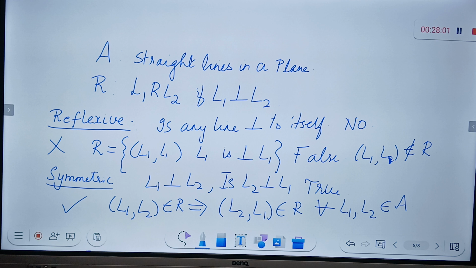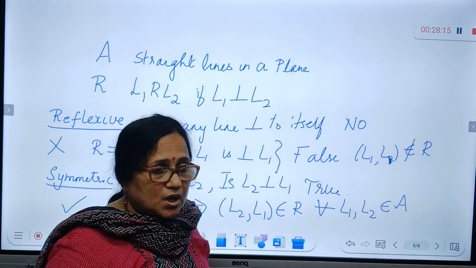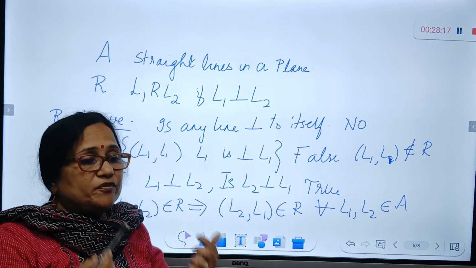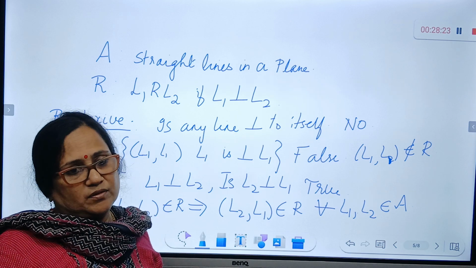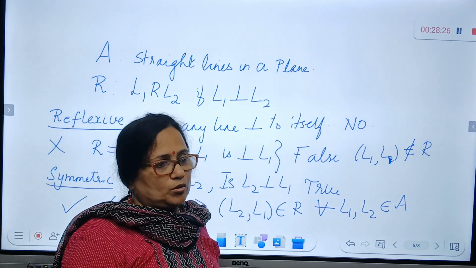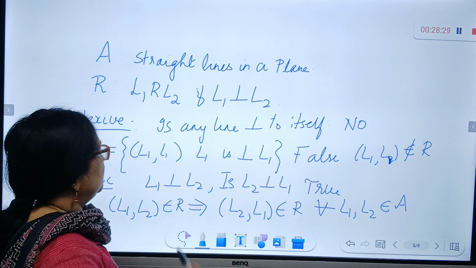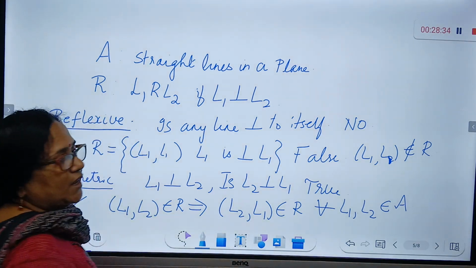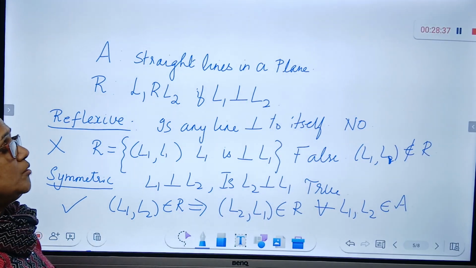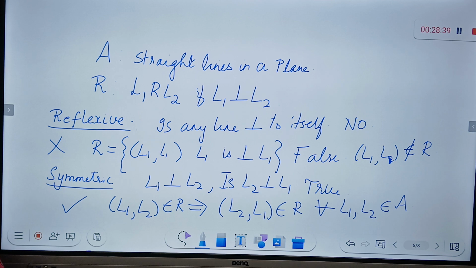Then we also looked at the example of straight lines in a plane and the relationship being perpendicularity. That is, if two lines are perpendicular to each other, then they are related. So for reflexive, what is the question you need to ask? I have told you that you need to first ask yourself the question, is every line related to itself? How is the relationship defined? By being perpendicular. No line is perpendicular to itself. Therefore, this statement is false. So you cannot have elements of the form L1 comma L1. L1 comma L1 does not belong to R. Therefore, it is not reflexive.